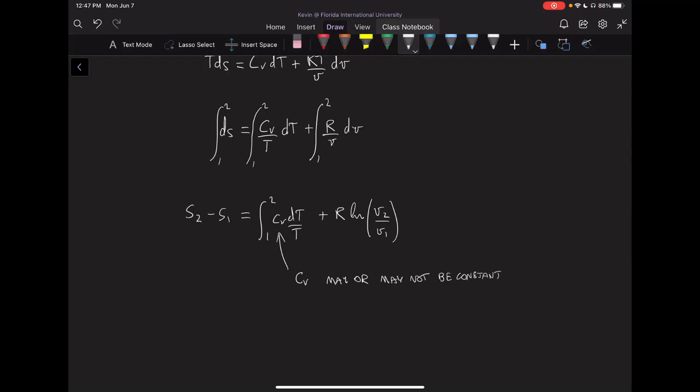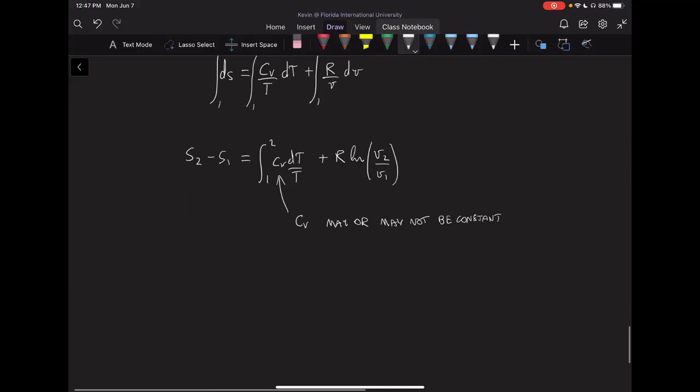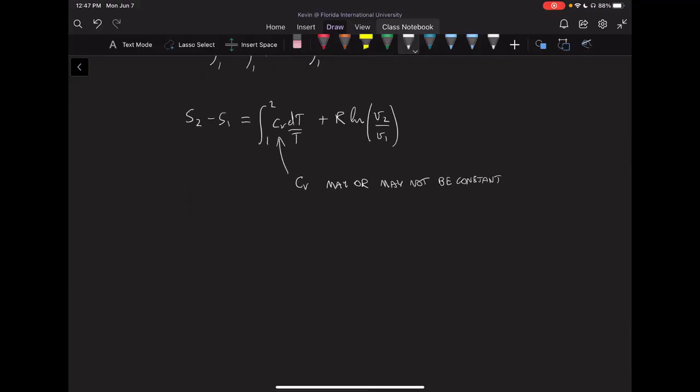Okay, now the second equation that we can write is from our TDS relations. So if we have Cv as constant, then we can take the Cv out and we know how to do the integral of dt over T. If Cv is not constant, we need to have Cv in terms of temperature to solve. But this would be your first equation for ideal gases. And this ideal gas equation can be used strategically when you have a change in volume, for example, or you know your Cv and you know your volume 2 and volume 1.